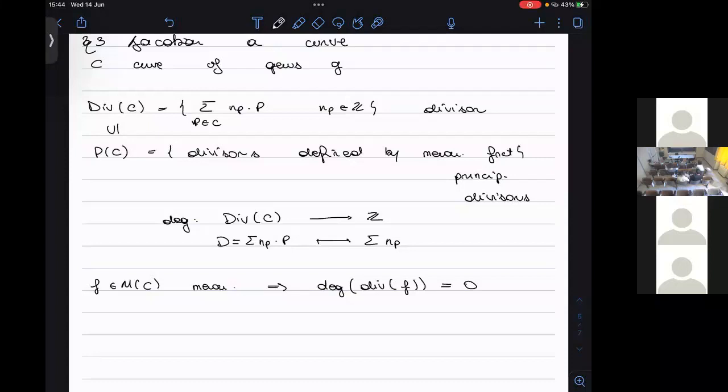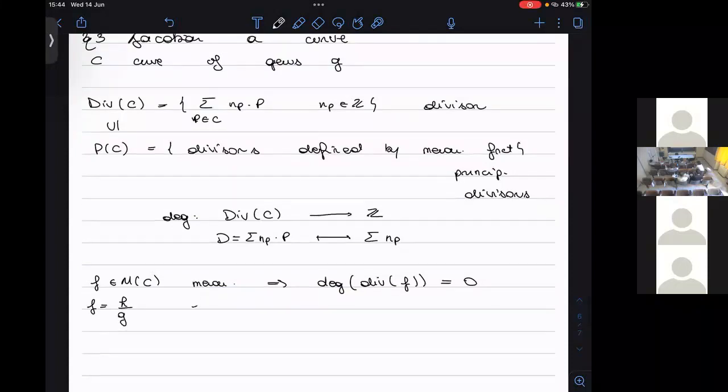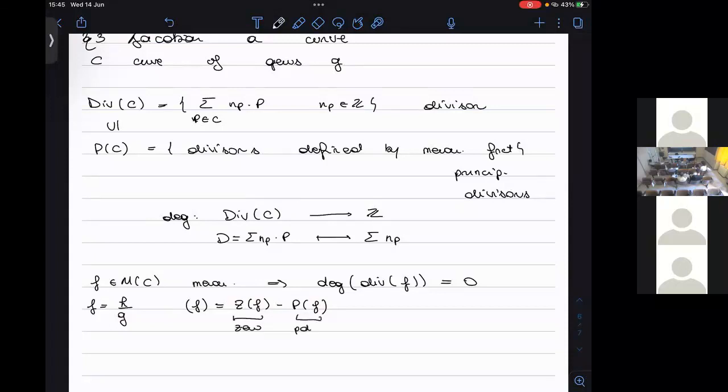exactly equal to 0. I don't know if it is clear what these types of divisors are, but a meromorphic function is something that you can write as a rational function. So the divisor is exactly the zeros of the function minus the poles. Here we get the zeros, here we get the poles. Basically, the degree of the zero part is equal to the degree of the pole part. These are the zeros, these are the poles.